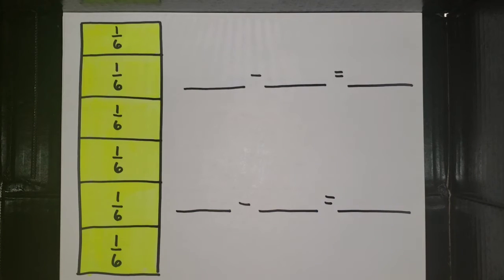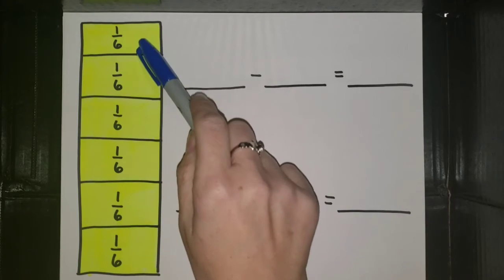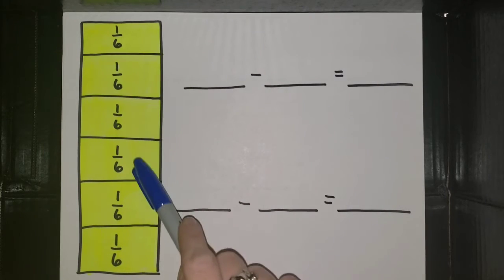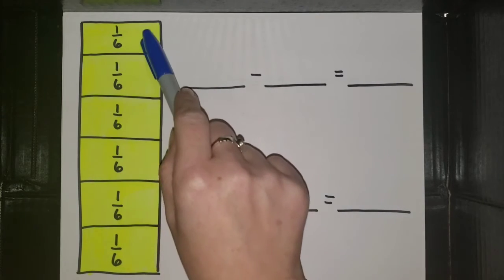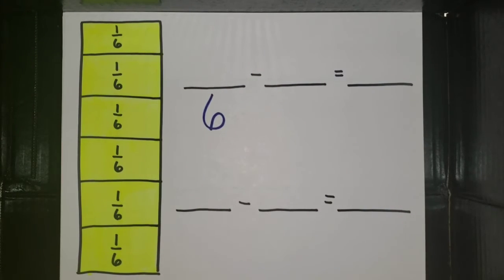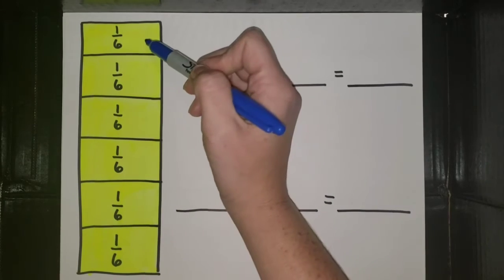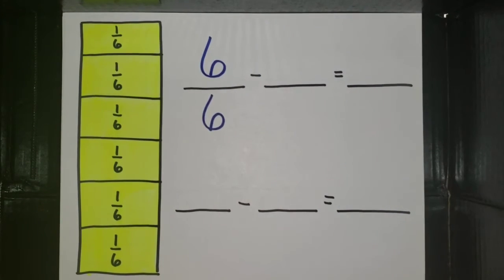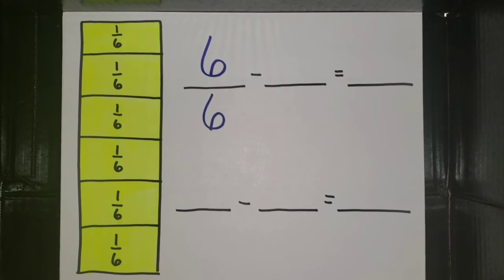Let's continue with subtraction. Here we have our total parts. 1, 2, 3, 4, 5, 6. Will give us our denominator of 6. Total shaded, 1, 2, 3, 4, 5, 6. That gives us the same numerator and denominator. Oh yeah, you're right. When the numerator and denominator are the same, that fraction is equivalent to 1 whole. I'm glad you remembered that.